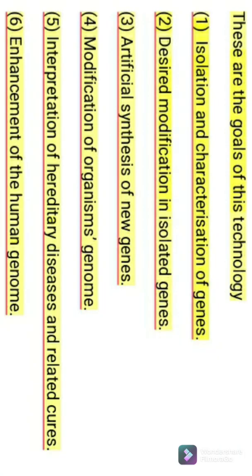What are the goals of recombinant DNA technology? The first one is isolation and characterization of genes. The second one is the desired modification in isolated genes. The third one is artificial synthesis of new genes, modification of an organism's genome, interpretation of hereditary diseases and related cures, and at last there is enhancement of the human genome, which occurs through recombinant DNA technology.